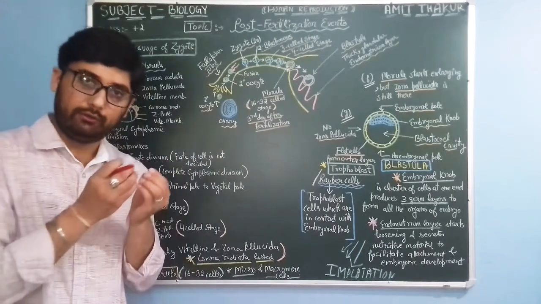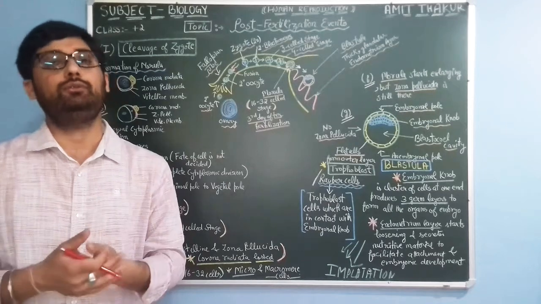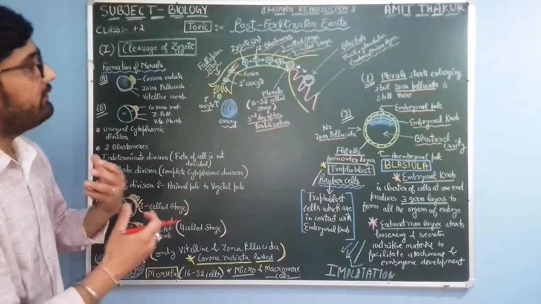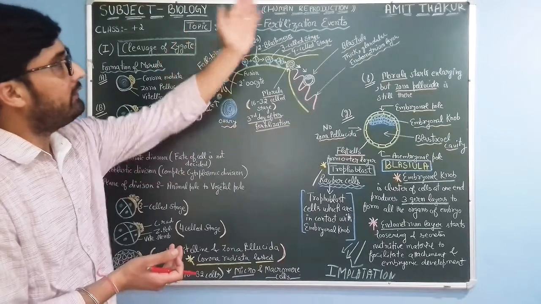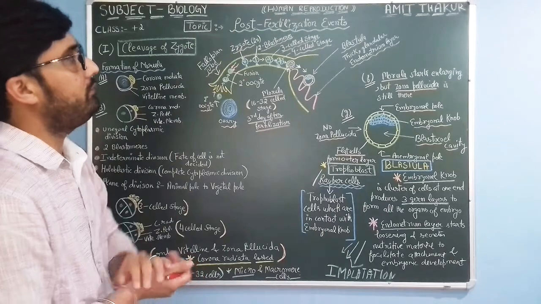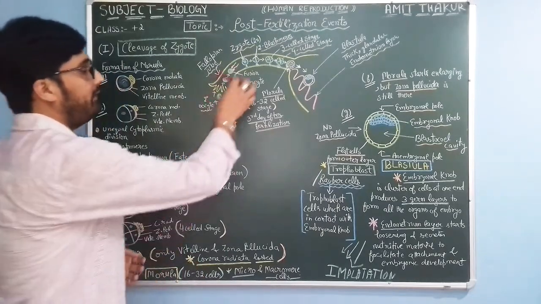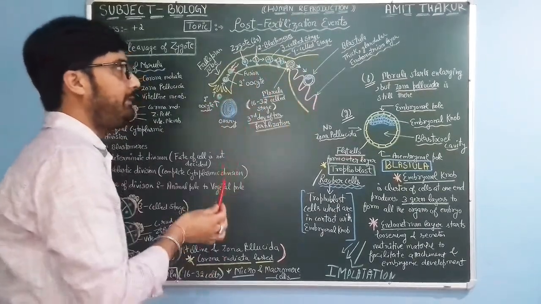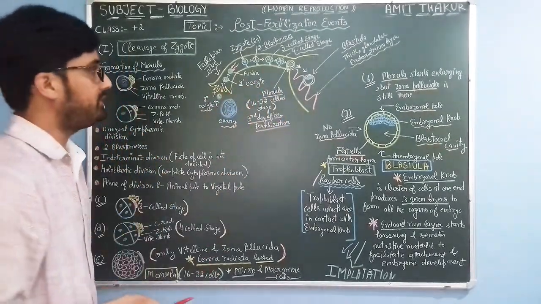Because during fertilization, male and female gametes get fused to form a zygote, and that zygote starts its journey towards the uterus. This comes during post-fertilization events. So what happens during post-fertilization events? In this diagram I have shown all the events which take place in the fallopian tube after zygotic formation.